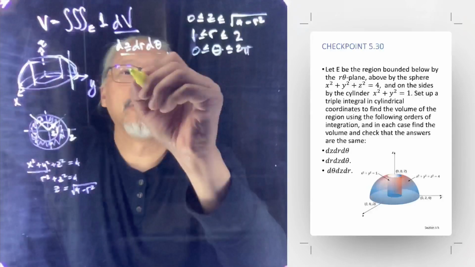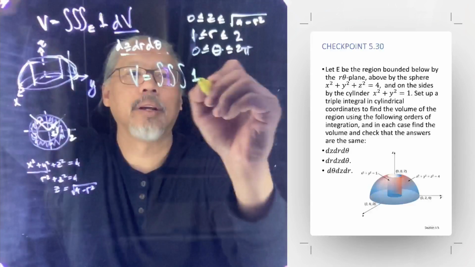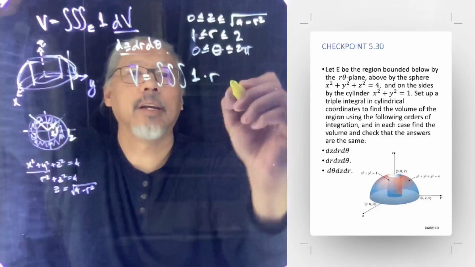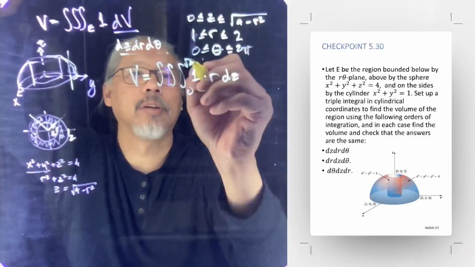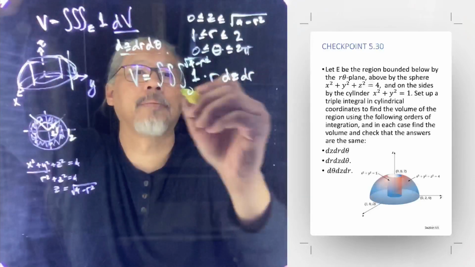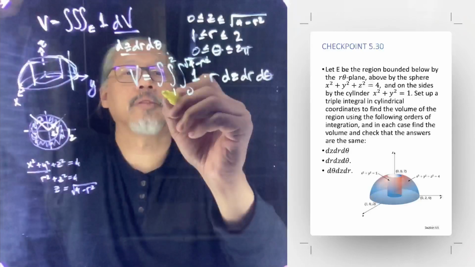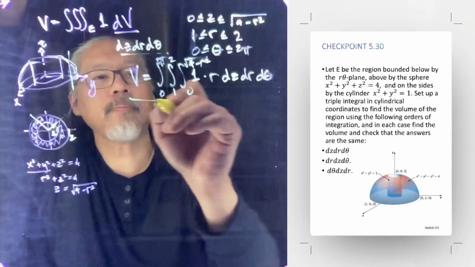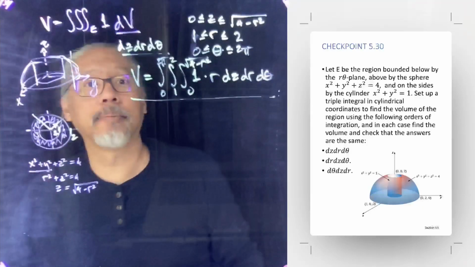So our volume here in this order is going to be the integral of 1, and then don't forget the extra r that pops up from the dV. And this order is dz, going from 0 to square root of 4 minus r squared, dr going from 1 to 2, and then d theta going from 0 to 2 pi. Okay, so that is the first integral that we're going to be looking at.